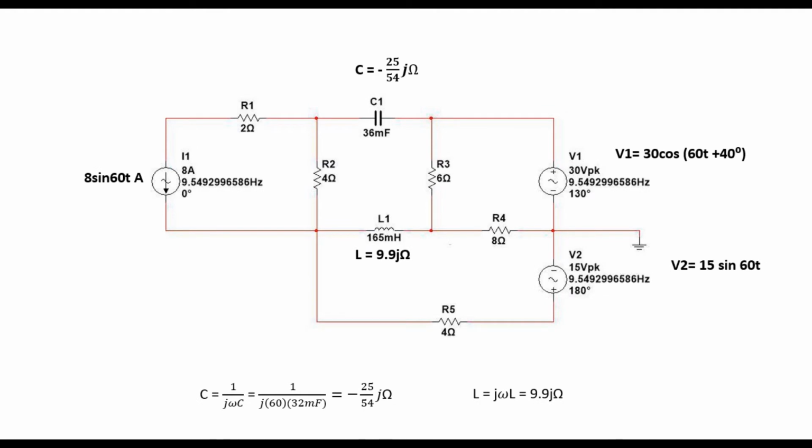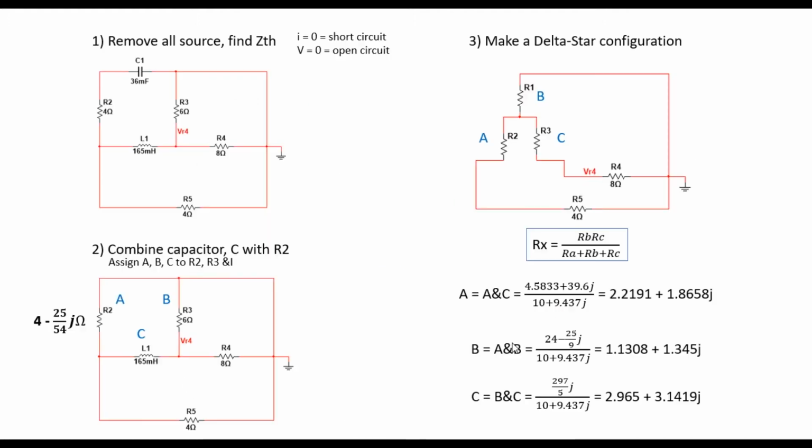So the value of V1 and V2, I1 is based on this one. The capacitance value will be calculated based on this formula. So first we remove all sources and find ZTH.